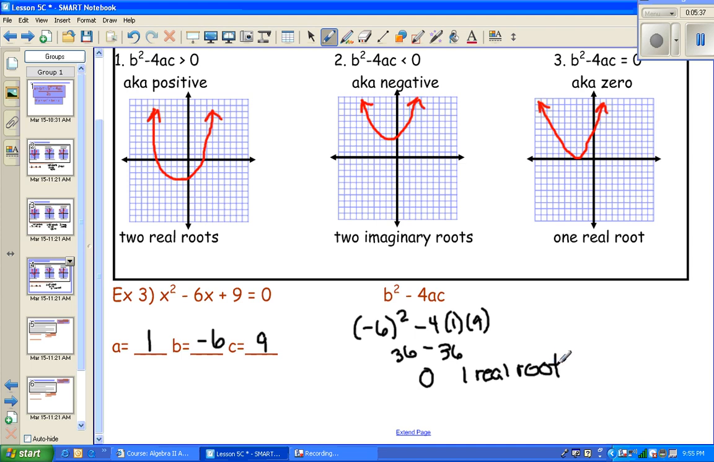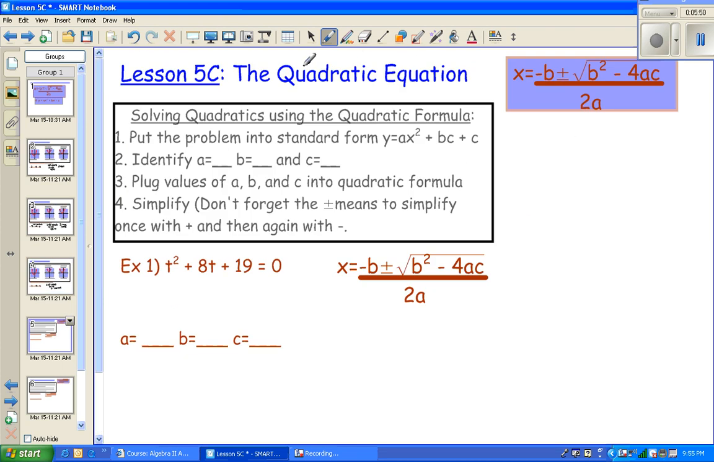The discriminant kind of gives you a heads up on what your answer is going to be before you have to work out the entire problem. So that's how we use the discriminant, to tell you what kind of roots you're going to have in the problem. Now the quadratic formula can actually give you your solutions to the quadratic equation. The formula gives you the answers to your equation.